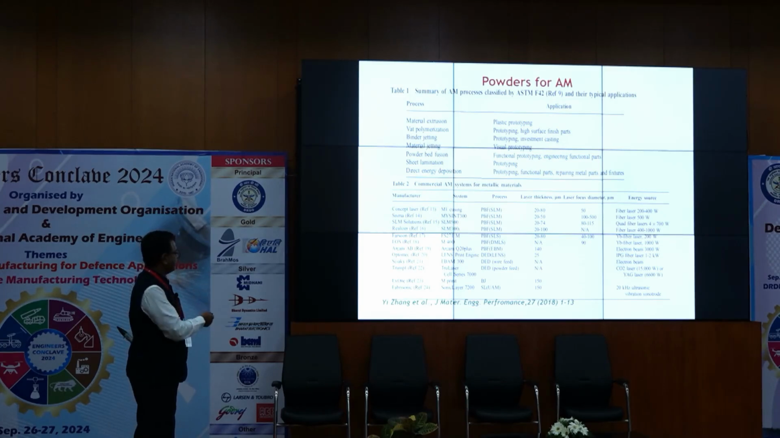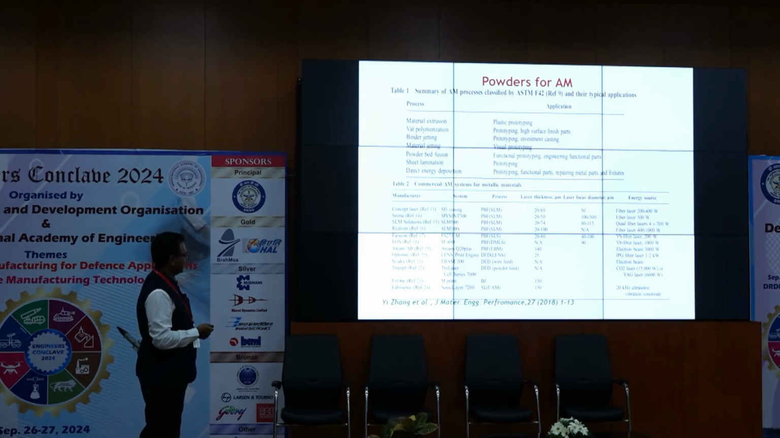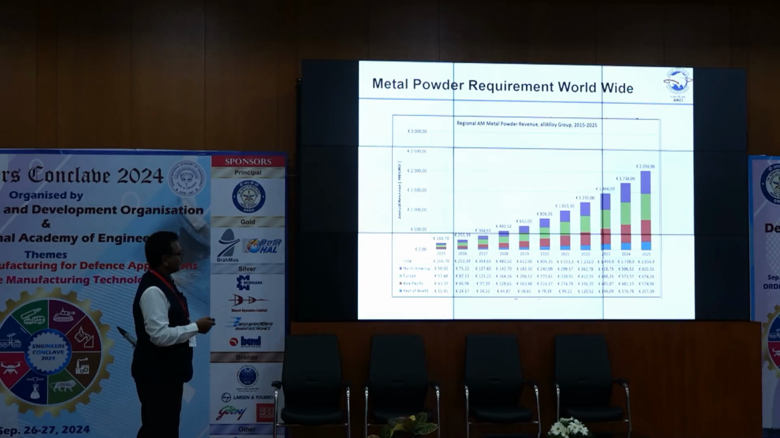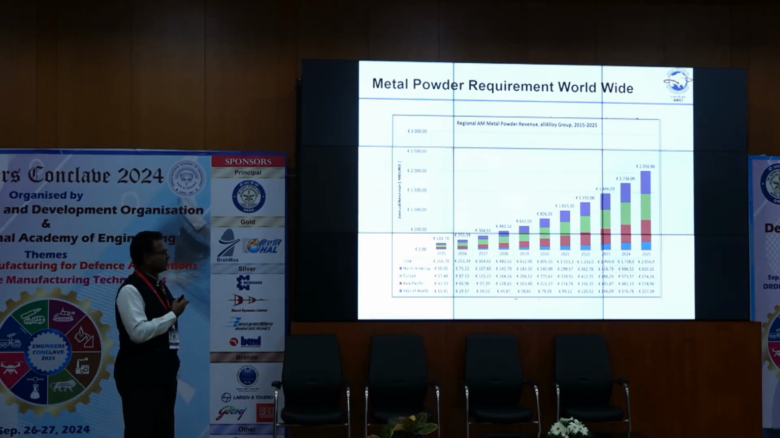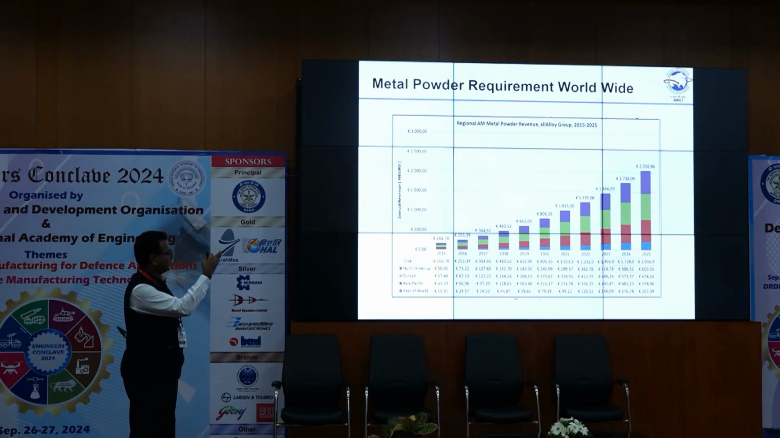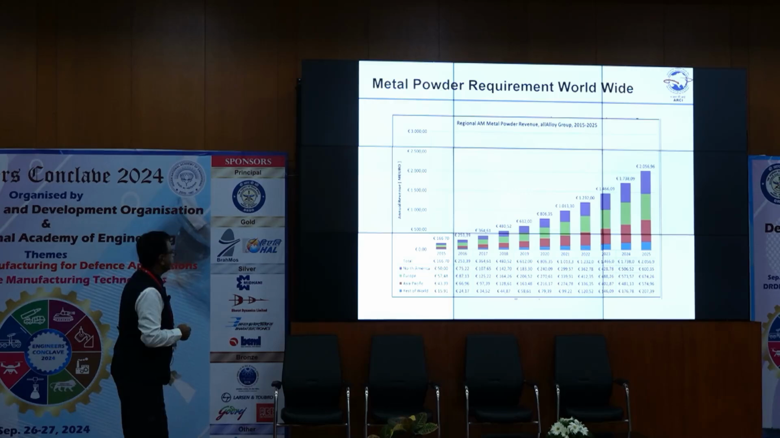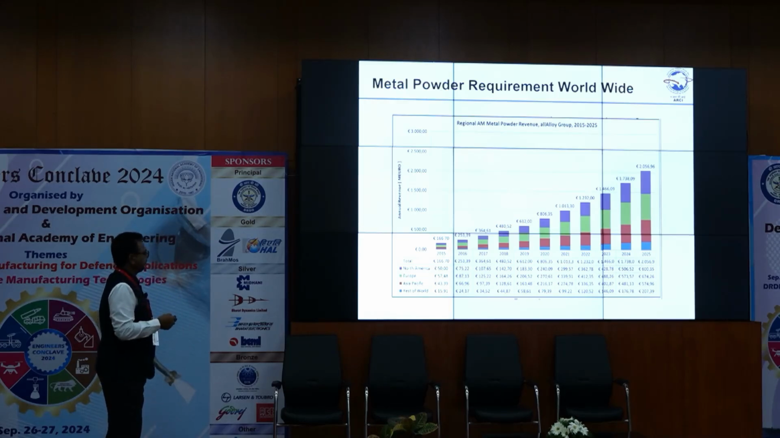So various different companies make powders in the world. And of course, the powder manufacturing requirement keeps increasing because you all know that AM is going to be used a lot by many people. So that's why the demand continues to increase. By 2025, we see around 2,000 million euros. That's going to be a very big amount just for the powder. That's a trend which is going on.